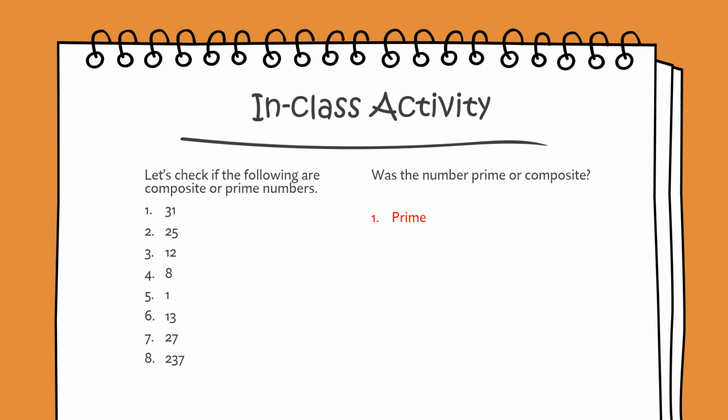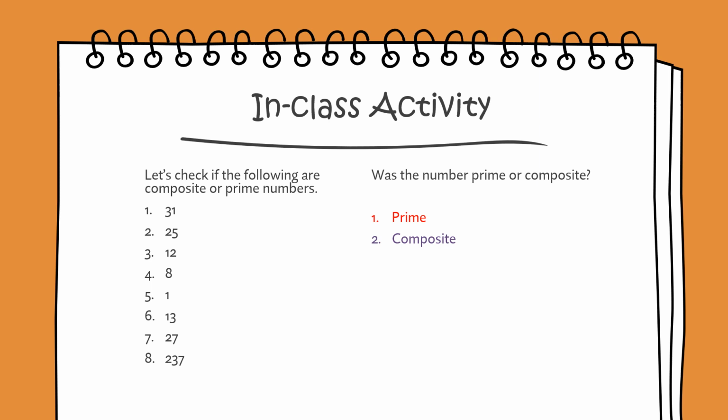Going through the next one, number 2, we have 25. So it's not an even number, but it does end with a 5, and so we know that this one will be divisible by 5, making it a composite number. And if we were to double check that, 5 times 5 is 25, so we know that that's true.